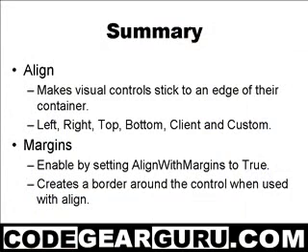Now for the wrap-up. Use the align property to make your controls stick to a specified side of their parent, and the margins property allows you to create a border around your control, which needs to be used in conjunction with the align property. Remember, of course, to set align with margins to true.